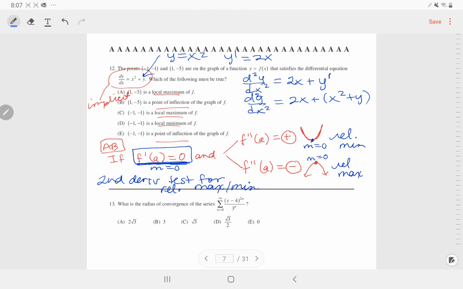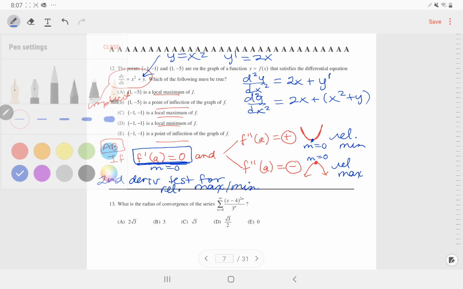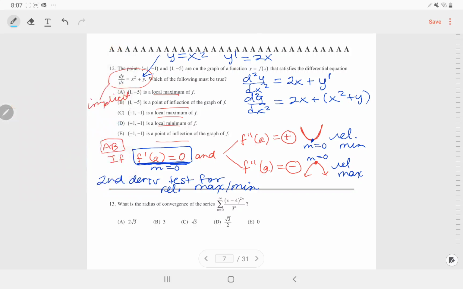It wouldn't be written this way, but it could say what happens at a certain point, and then they just don't give you a choice. They just say, is it a local max, local min, point of inflection? What is it? Okay, so they do have me substituting numbers in. So let's try it at 1, -5. And I'm going to do one color for 1, -5, and then I'll do one color for -1, -1.